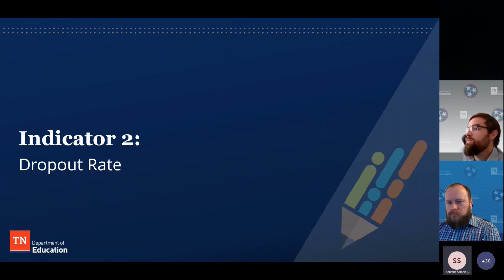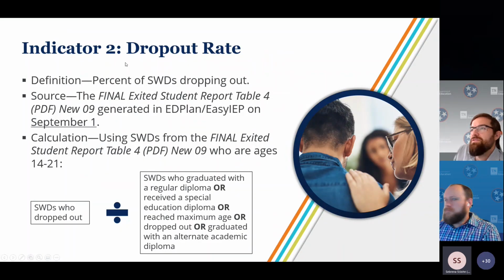And in the meantime, we'll just move on to indicator 2, which is dropout rate. Very similar context here. It's the same report that we're looking at. It's the exited student report that runs on September 1st, which is where we get our numbers for the year. Here we're looking at the percentage of students with disabilities who dropped out, ages 14 to 21. And same denominator here, we're just including those students who graduated with regular diploma, special ed diploma, reached maximum age, dropped out, or graduated with an alternate diploma. The difference here, the numerator, is the students who dropped out.